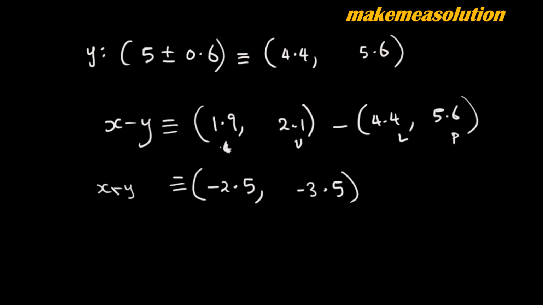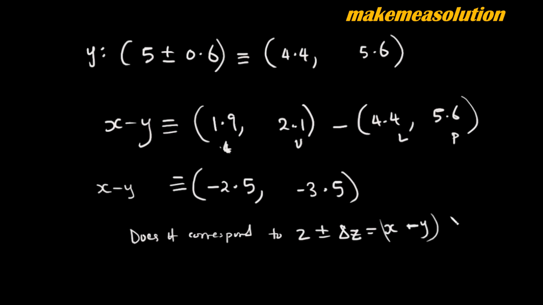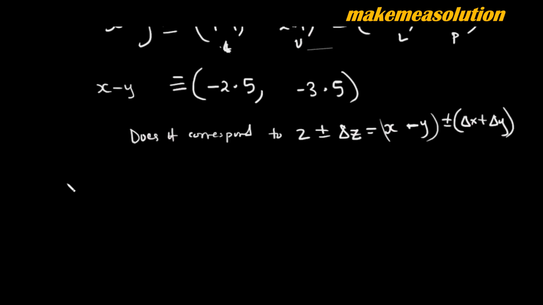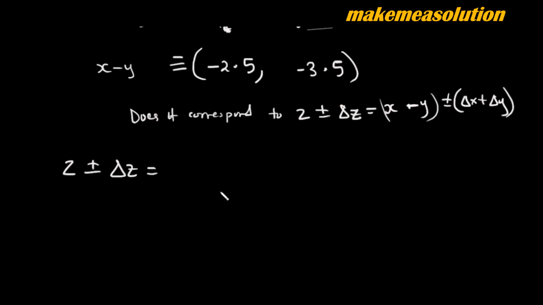So I want to check if this will correspond to z plus or minus delta z, where this is actually x minus y plus or minus delta x plus delta y. Does it correspond? If these two correspond, then what we did here is correct. If not, we need to figure out something else. So we have our z plus or minus delta z to be, in this case, x minus y.